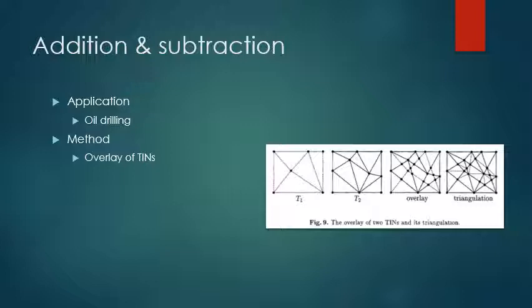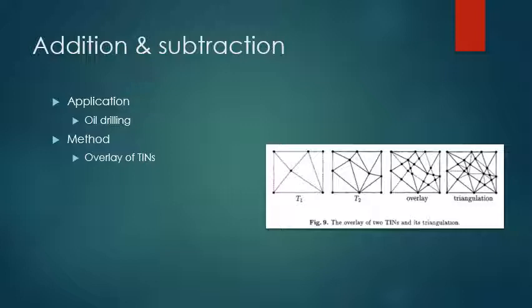Now I'm going to talk a little bit about computations and operations on TIN models. And I'm going to start out with addition and subtraction. An application can be, for example, oil drilling, where you need to find the thickness of the different layers in the seabed in order to know how much must be drilled. And one can use terrain data of the different layers and subtract them from each other. And the method to do this is by using an overlay of two TIN models.